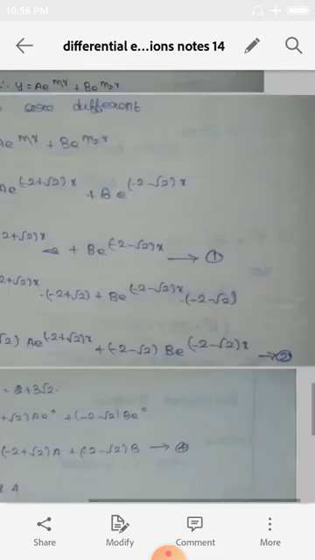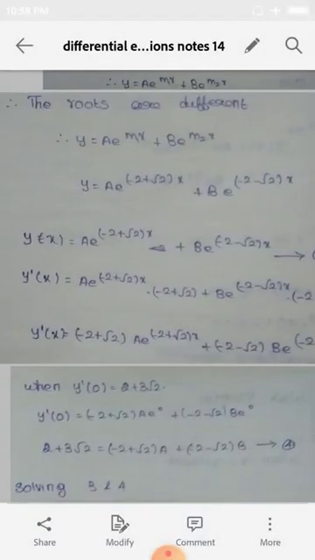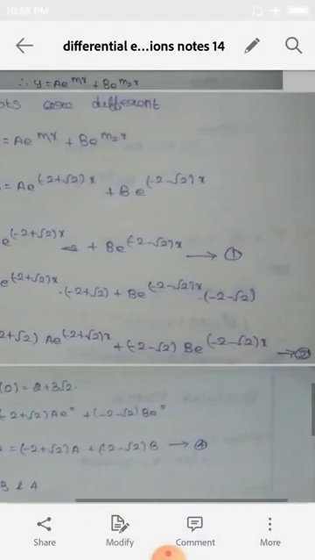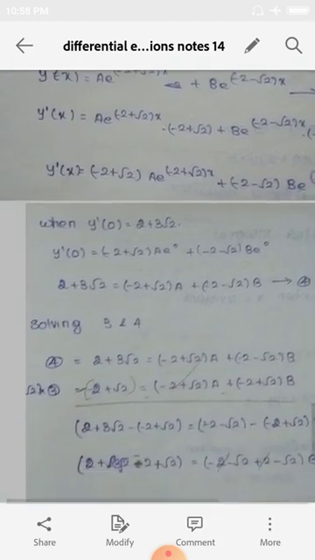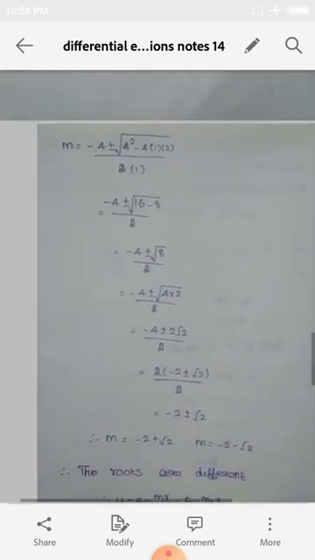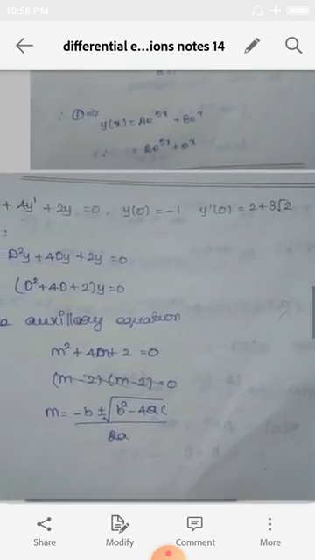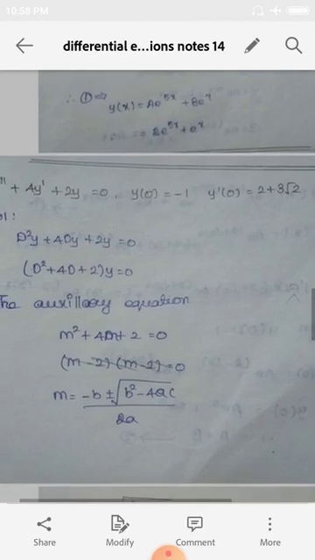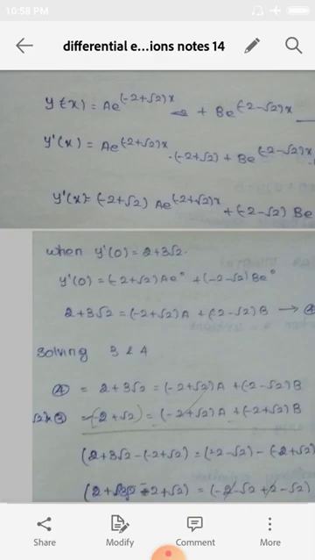Okay. And then y dash of x, you have to write the equation y dash of x is equal to equation number 2. And substitute the condition. What condition? y dash of 0 is equal to 2 plus 3 root 2. What condition is given here? y of 0 is equal to minus 1. y dash of 0 is equal to 2 plus 3 root 2. So, right.